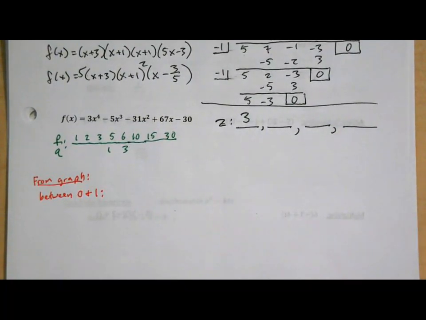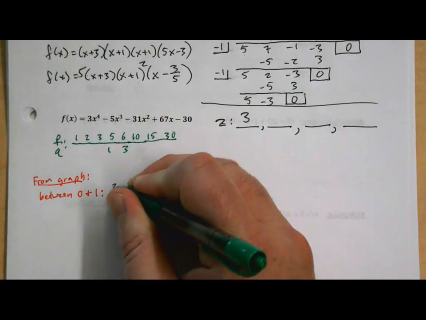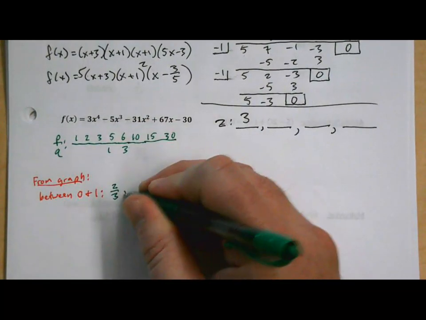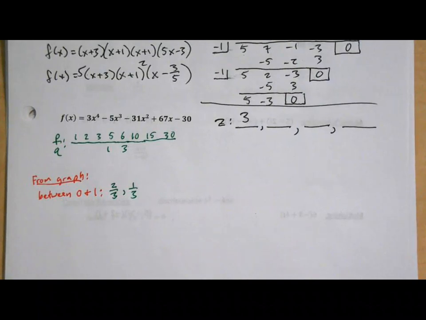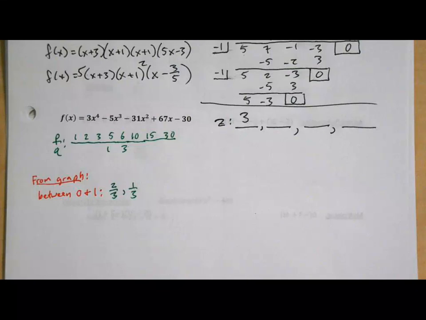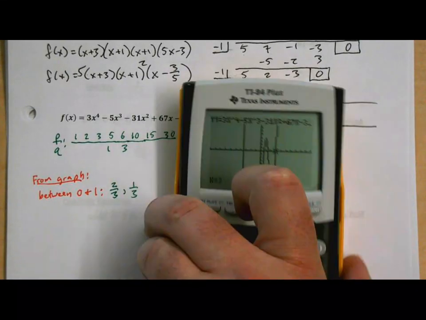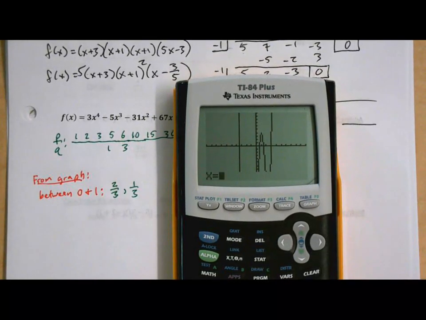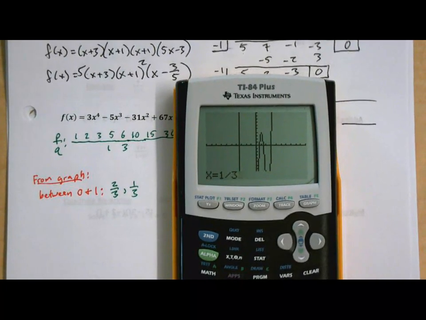2/3 is an option. Any others? 1/3 is an option. Any others? I think everything else is either going to be 1 or bigger than 1, right? Okay, so let's use our calculator to check and see whether 2/3 or 1/3 is an option. That second calc value, you can put fractions into that. Just use division. So second calc value, it'll ask you for an x value. I'm going to try 1/3 first. I'm just typing it as 1 over 3.